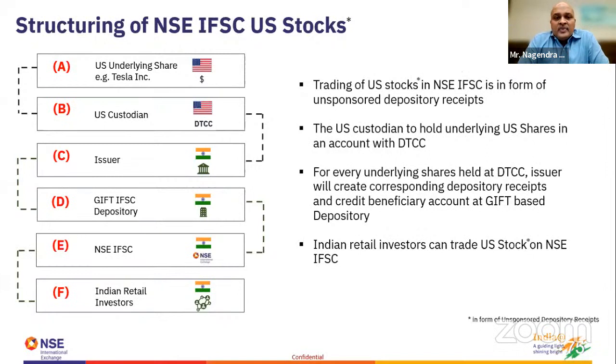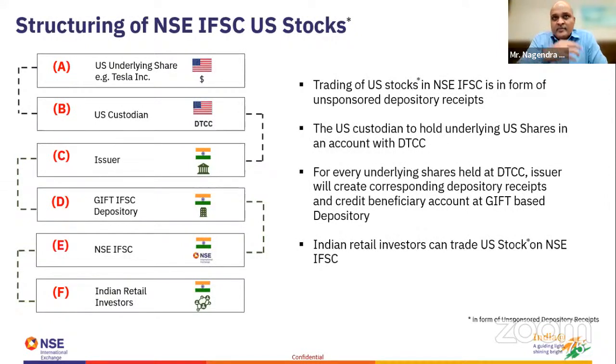This is a simple representation or a flow of how everything would work. So there's a market maker who's going to buy Tesla in US. That's point A. And he will deposit with our account with a US custodian. So we have an account with US DTCC. They will deposit the shares there. And within 4 to 5 hours of depositing the shares, in IFSC, we have appointed a local custodian who's going to act as an issuer. They will create the units and credit the market maker's account in the depository.